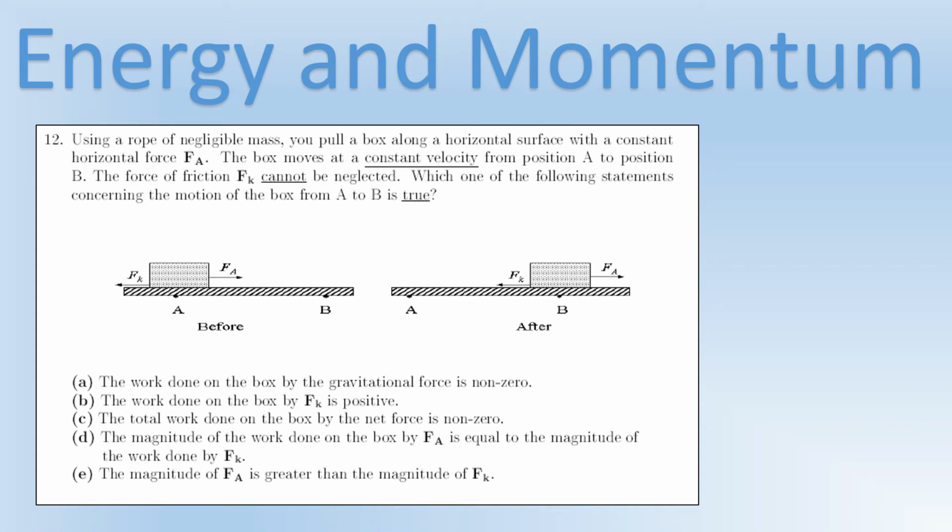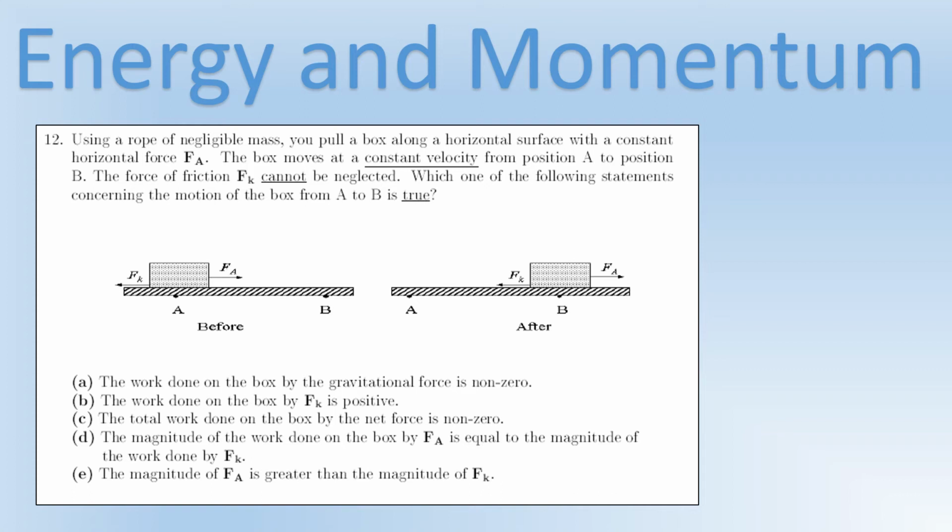So using a rope of negligible mass, you pull a box along a horizontal surface with a constant force Fa. The box moves at constant velocity from position A to position B. Force of friction Fk cannot be neglected. Which one of the following statements concerning the motion of the box from A to B is true? So select your statement and then we'll take a look.